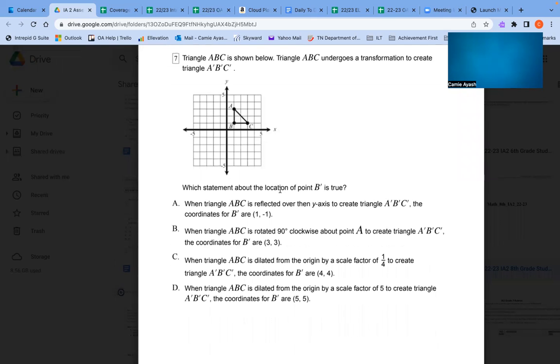B, when triangle ABC is rotated 90 degrees clockwise about point A to create triangle A'B'C', the coordinates for B' are (3, 3). C, when triangle ABC is dilated from the origin by a scale factor of 1/4 to create triangle A'B'C', the coordinates for B' are (4, 4). D, when triangle ABC is dilated from the origin by a scale factor of 5 to create triangle A'B'C', the coordinates for B' are (5, 5).